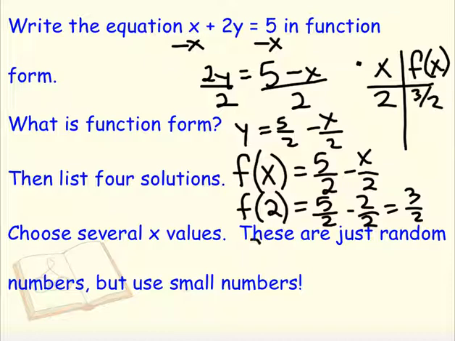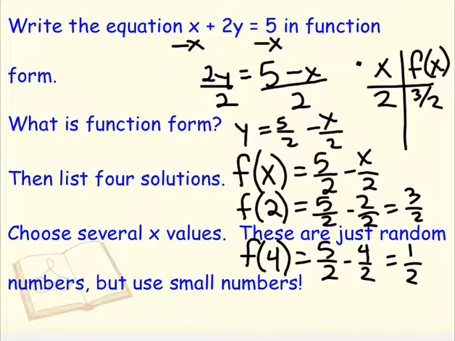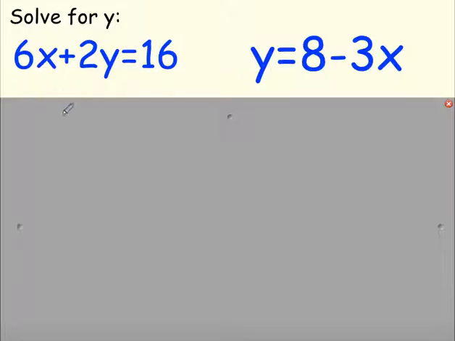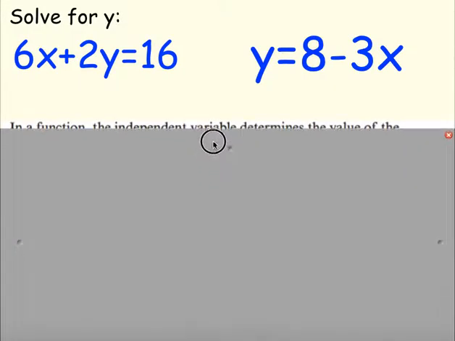I could do that again for f of 4 and say I have 5 over 2 minus 4 over 2. And so I would have 1 half. All right, so f of 4 would be 1 half. F of x is just a fancy way to say y, but it's good to start thinking in this way, so that when you get to Algebra 2 and geometry, these function notations come in really handy when we're doing multiple equations together. So let's try these on a couple other ones.